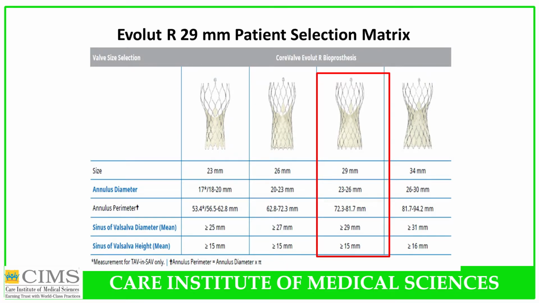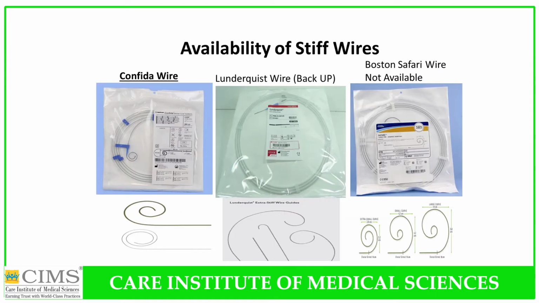Evolut R 29mm was selected in terms of annular diameter, annulus perimeter, sinus of Valsalva diameter, and sinus of Valsalva height in relation to the patient's measurements. We also kept the Lunderquist wire in the center image, and we discussed the Boston Safari wire, which is not available at our center, and we decided to use the Confida wire as the wire of first choice.